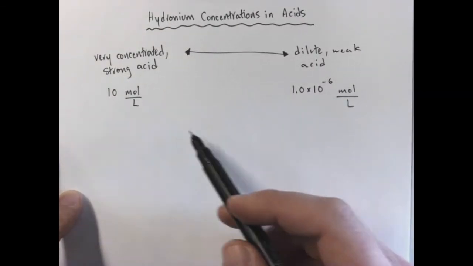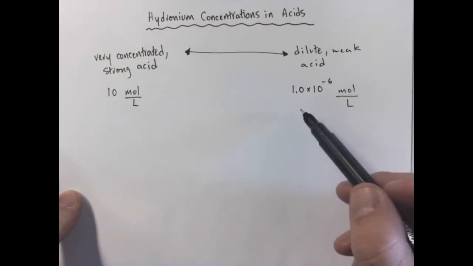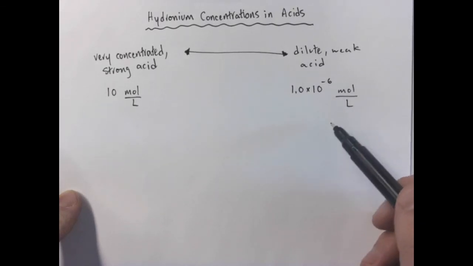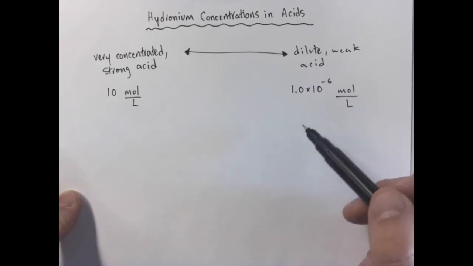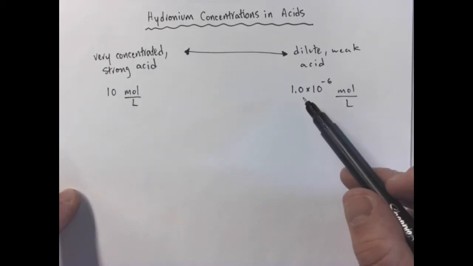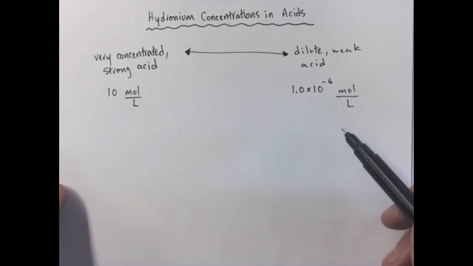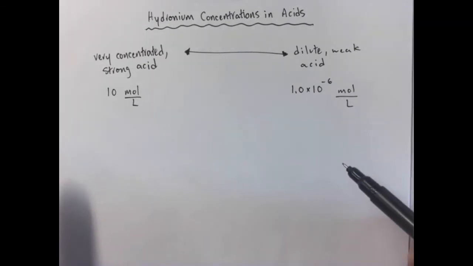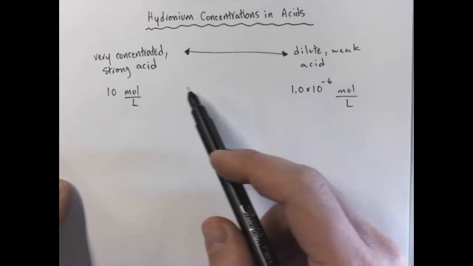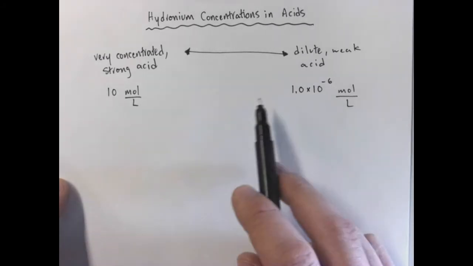But on the other end of the scale, we can get very dilute, weak acids that have concentrations around 1.0 times 10 to the negative 6 or negative 5 or negative 7. We could also see things that are basic that even have smaller concentrations of hydronium. They could be in concentrations of 1.0 times 10 to the negative 14 or 15. So the hydronium concentration in acids and bases can vary quite a bit.